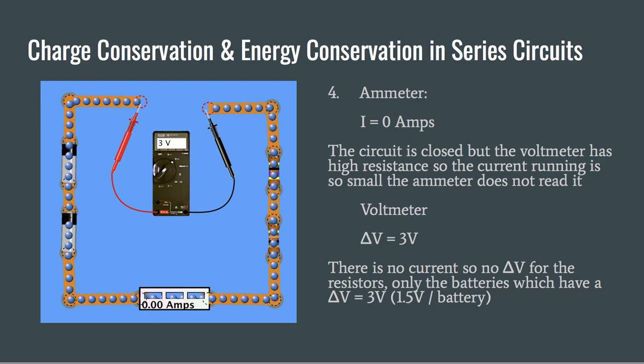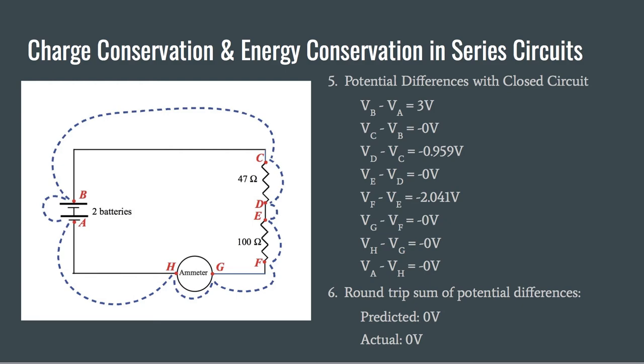The circuit is closed, but the voltmeter has high resistance, so the current running is so small the ammeter doesn't read it. Voltmeter, the potential difference was found to be 3 volts. There's no current, so no potential difference for the resistors, only the batteries, which have a potential difference of 3 volts, 1.5 volts per battery. The potential differences in closed circuits are shown here. The potential difference of AB was found to be 3 volts, potential difference of CD was negative 0.959 volts, potential difference of EF was negative 2.041 volts, and the rest were negative 0 volts.